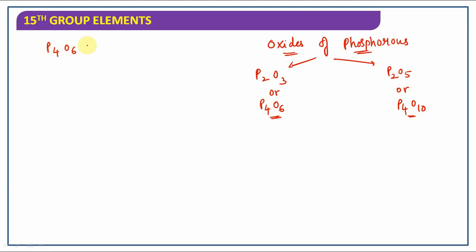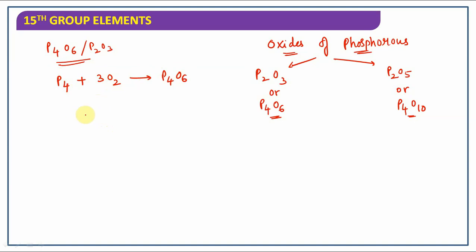Generally we will discuss structural aspects in dimeric form only. How can it be prepared? It can be prepared by burning phosphorus in a limited supply of oxygen, which gives you P4O6, children. It's a very important acidic oxide.